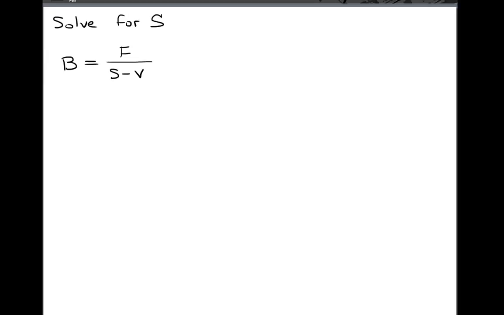Let's take a look at the problem type where we are solving equations for different variables. Let's start off by solving this expression for s. We have b is equal to f divided by the quantity s minus v.